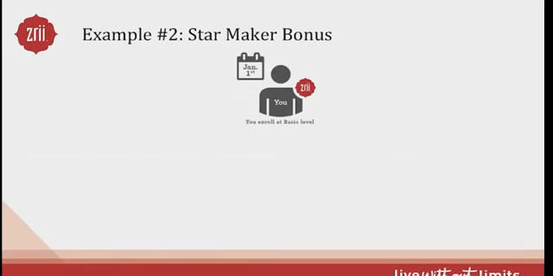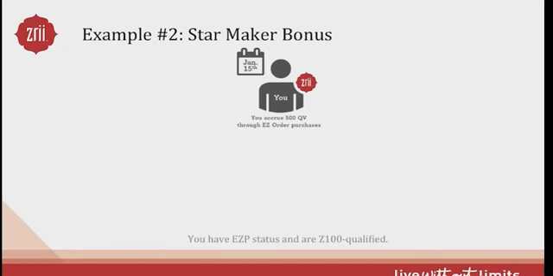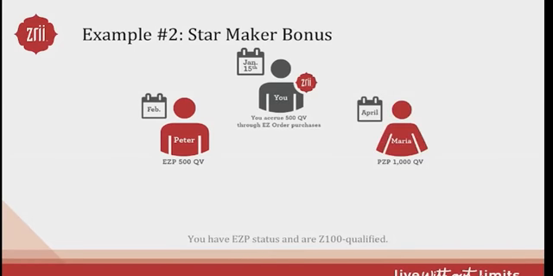You enroll at the basic level January 1st and place an additional personal product order on January 15th, bringing your total personal QV to 500 within your first 28 days as a Zrii independent executive. You now have EZP status, and you're also Z100 qualified. In February, you personally enrolled Peter with an EZP carrying 500 in qualifying volume, and in April you enrolled Maria with a PZP carrying 1000 QV.